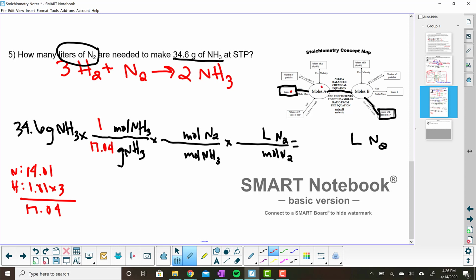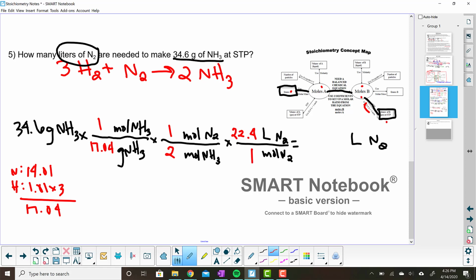Then once I'm in moles of A, to get to moles of B, I need to use my balanced chemical equation, my molar ratio. It's 2 moles of NH3 for every 1 mole of N2. Now from moles to liters, I need to use that 20.4. So that's how many liters are in 1 mole.